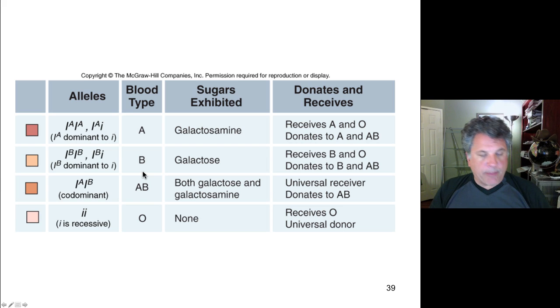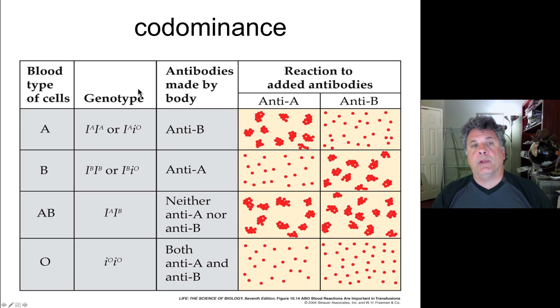Now, why is this an example of codominance? Back to our main point here. It's an example of codominance precisely because you can have both phenotypes existing simultaneously. The A and the B alleles are codominant with each other. If you are homozygous A or heterozygous AO, then you're blood type A. If you're homozygous B or heterozygous BO, then you are blood type B.